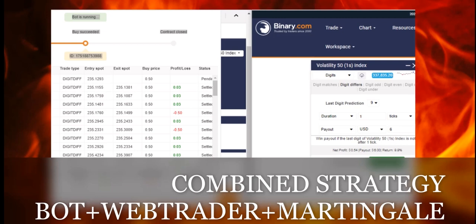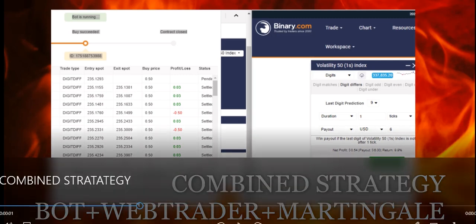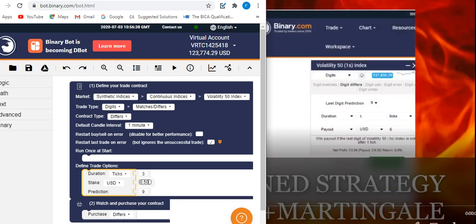Even the Martingale is only two levels. The first level is 0.5 and the second level is $6. So this is applicable even for low investors. If you are a big investor, you can revise your Martingale according to the level of risk you are going to take in this market. Now I am going to show you how this strategy works. Watch carefully, each and every point is important.